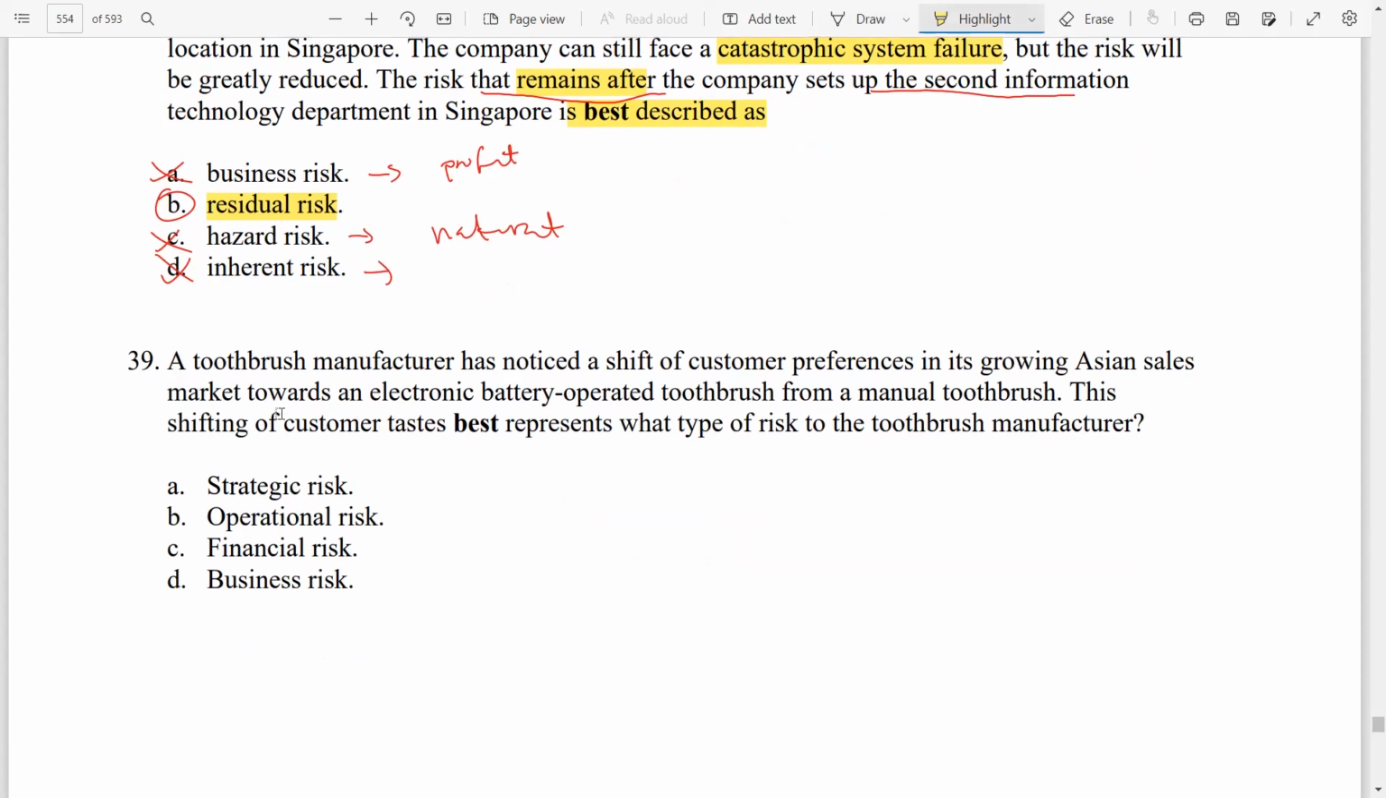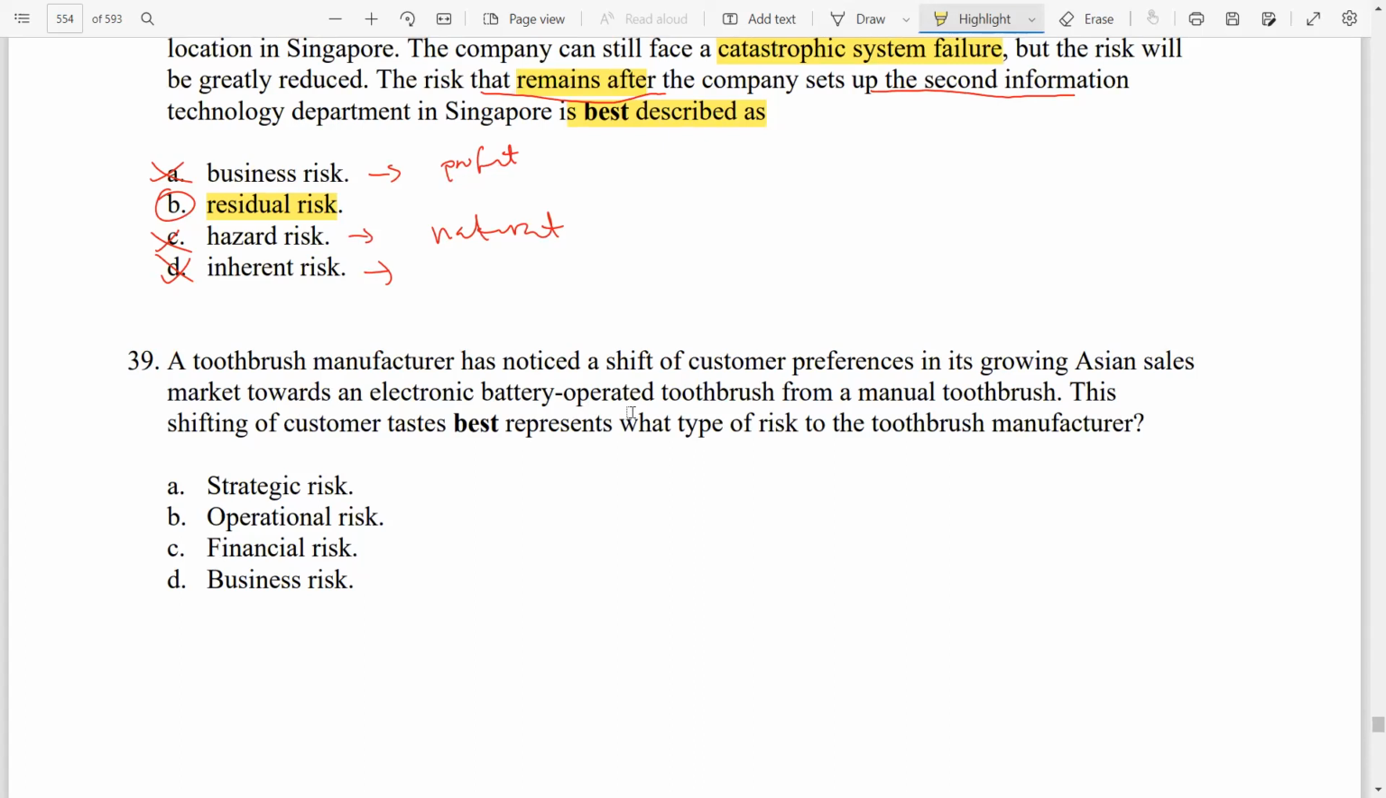Question number 39. And by the way, if you want to know details about this and how to remember types of risk, check the video description and use the link. You will have access to my cheat sheet, on how to remember these things.